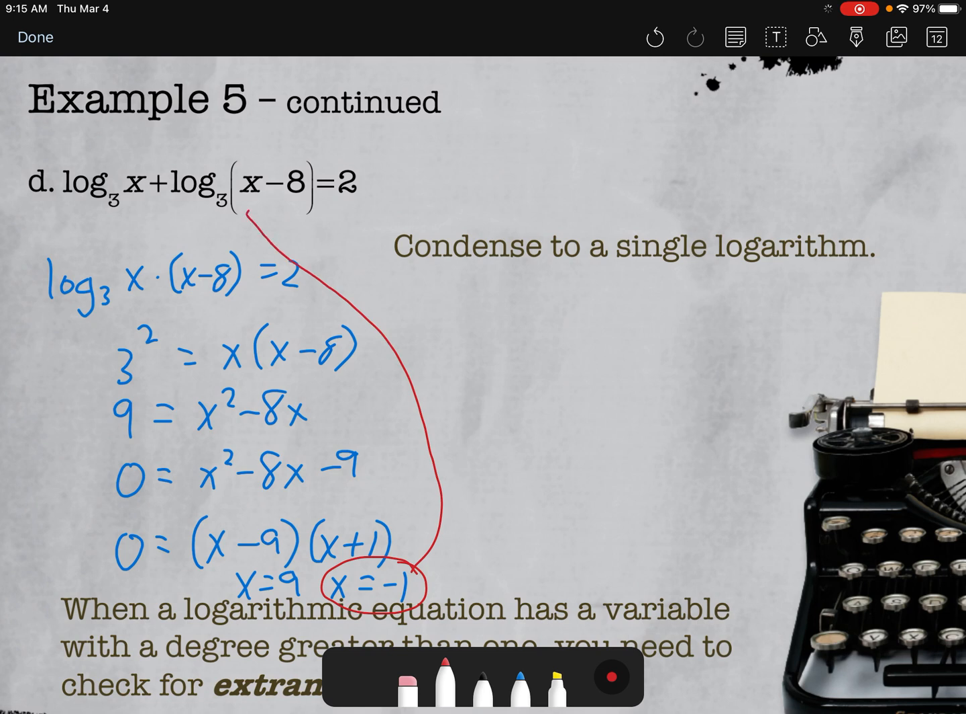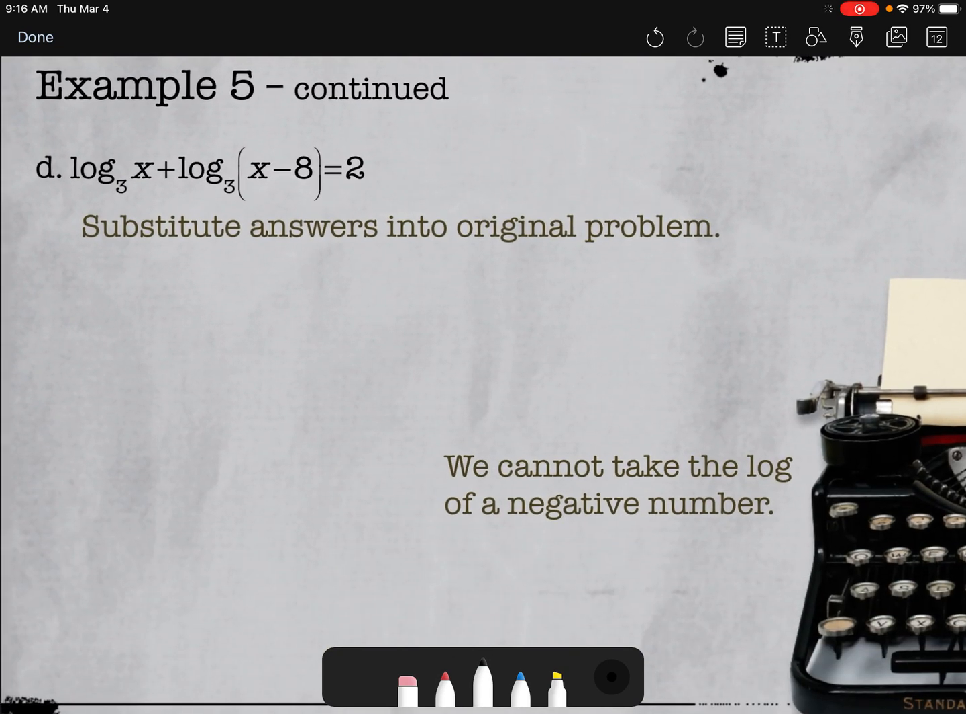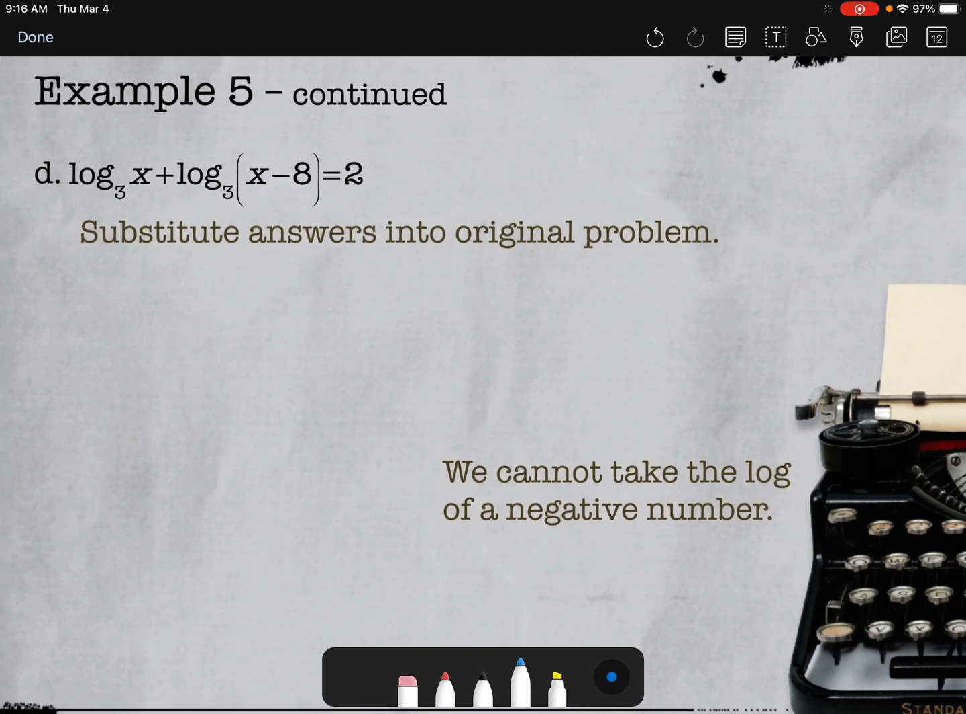And here's why. If I put -1 there and there, your calculator is going to give you an error, guys. You can't take the logarithm of a negative number. You can't take the log base 3 of -1. You can't take the log base 3 of -9 because there's nothing you can square to get -9. That's not a real solution. So the only answer then is x equals 9. So you must check that.